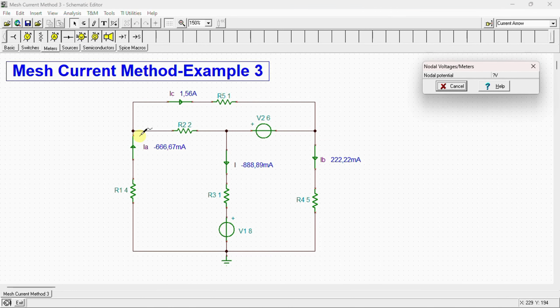We can see here that IA is negative 666.67 milliamps, IC is 1.56 amps, and IB is 222.22 milliamps, and finally I is negative 888.89 milliamps. Those are exactly the values we have found by calculation.